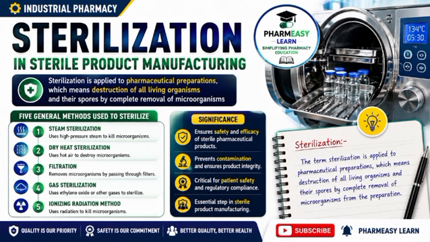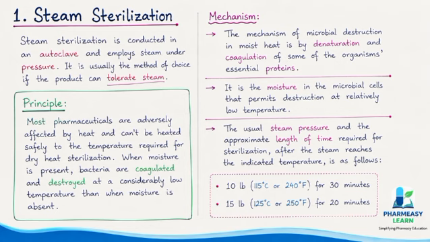Number one is steam sterilization. Number two is dry heat sterilization. Number three is filtration. Number four is gas sterilization, and number five is the ionizing radiation method. So let's move towards the first method, that is steam sterilization.